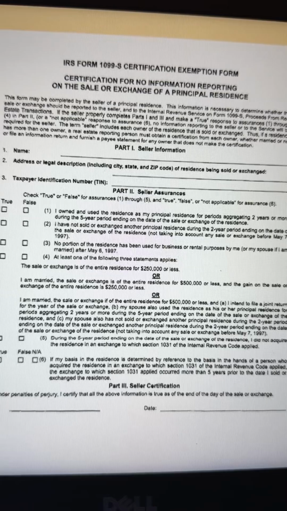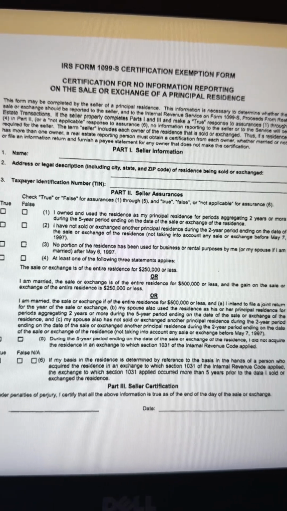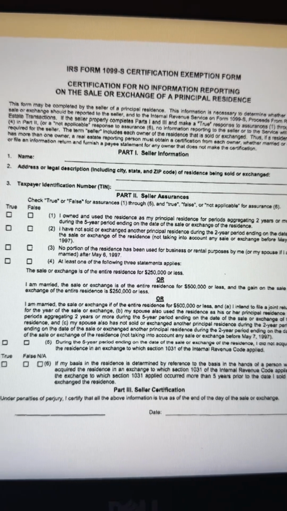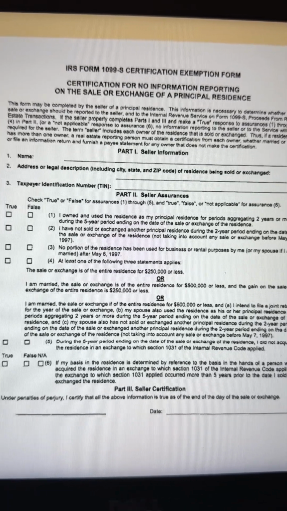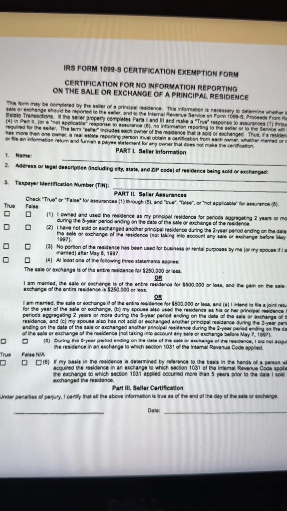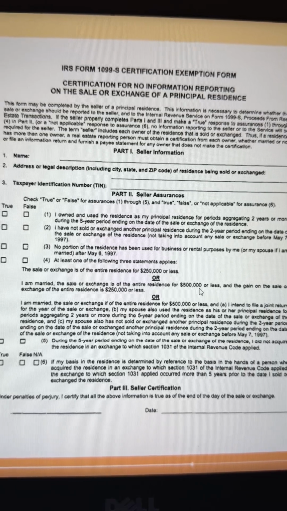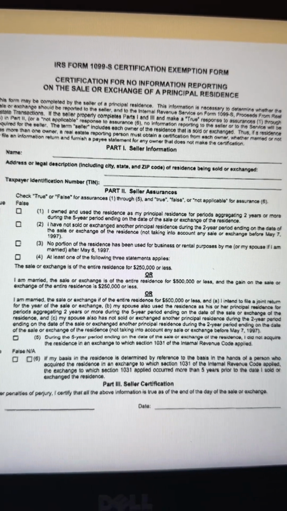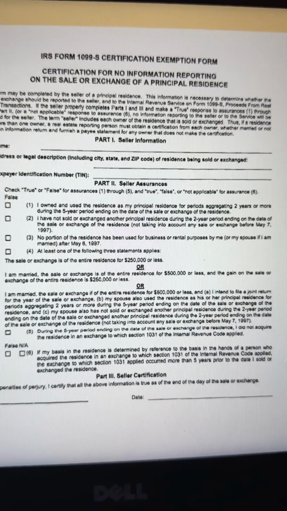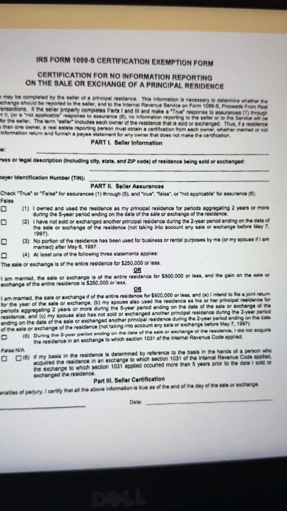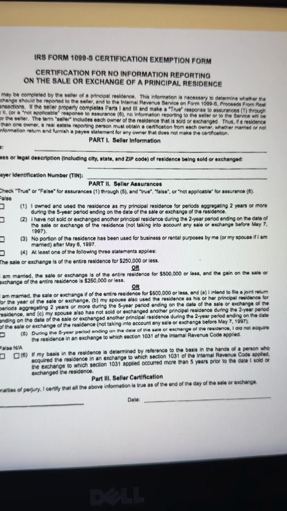The next one, number 4. Number 4 is asking about these next 3 statements. If one of the following 3 statements is true, then you're going to mark true. If none of those 3 statements are true, they're going to mark false. The first statement is for a single person. The sale or exchange of the entire residence is $250 or less. If it's $250 or less, it's true.